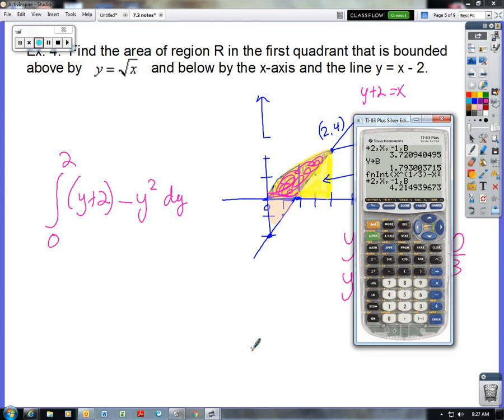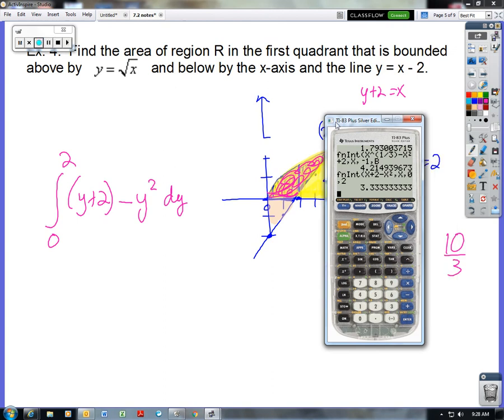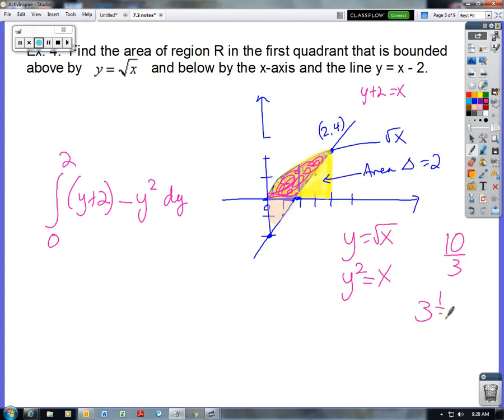All right, so math 9. Y plus 2 minus y squared. You might even be able to do this faster by hand than by the time it takes you to type this all in. 0, 2. Go. That was pretty easy. 3.3. That's 10/3, isn't it? So this way is also a fast way to do this particular problem. And that concludes this lesson.